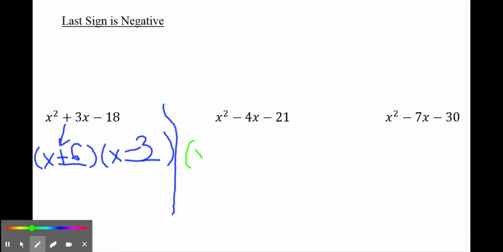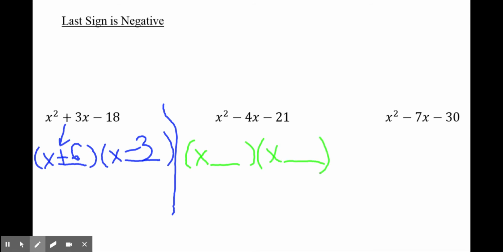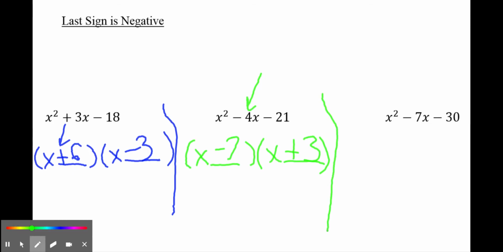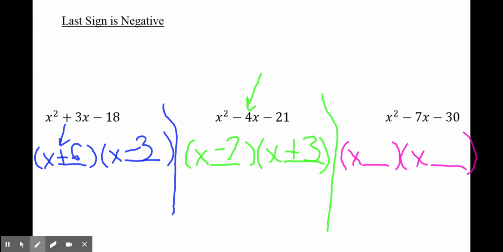You can try this one, x blank, x blank. I know that 7 times 3 gives me 21, but then I know that negative 7 plus 3 gives me negative 4. All right, x blank, x blank. I know that 10 times 3 gives me 30, but negative 10 plus 3 gives me negative 7. The larger number still gets that middle sign.